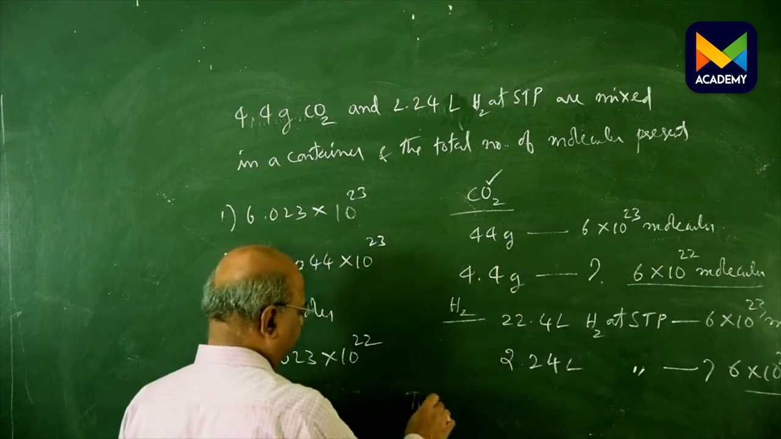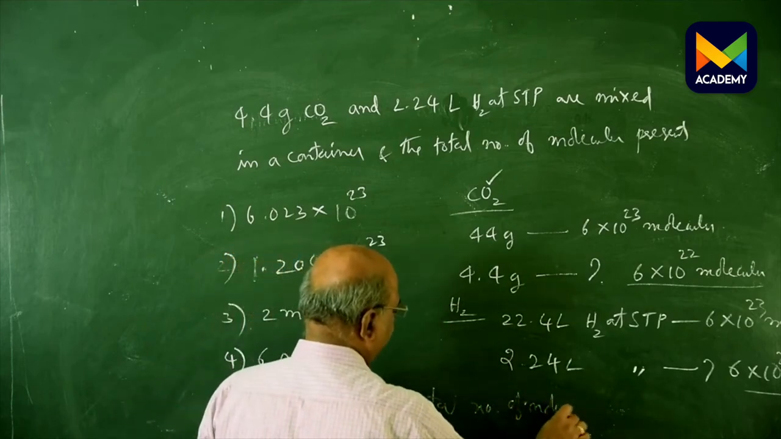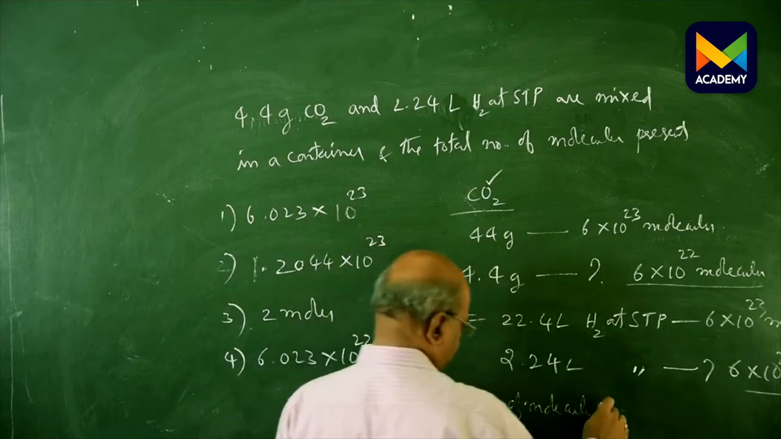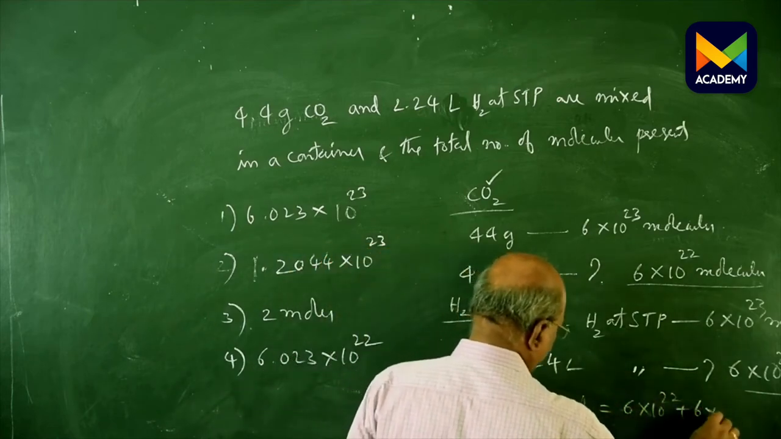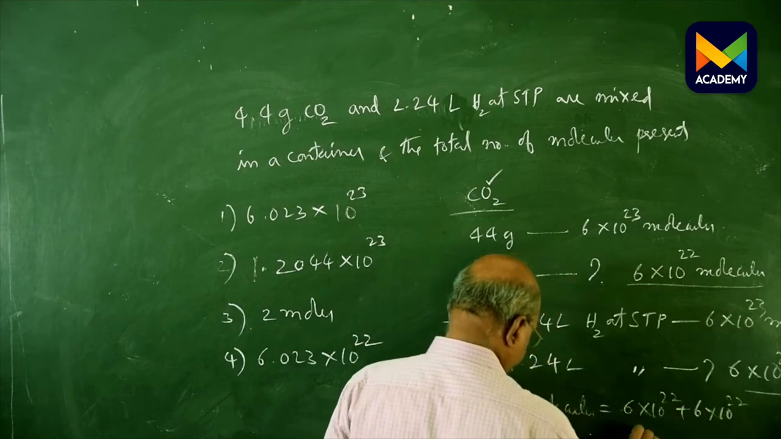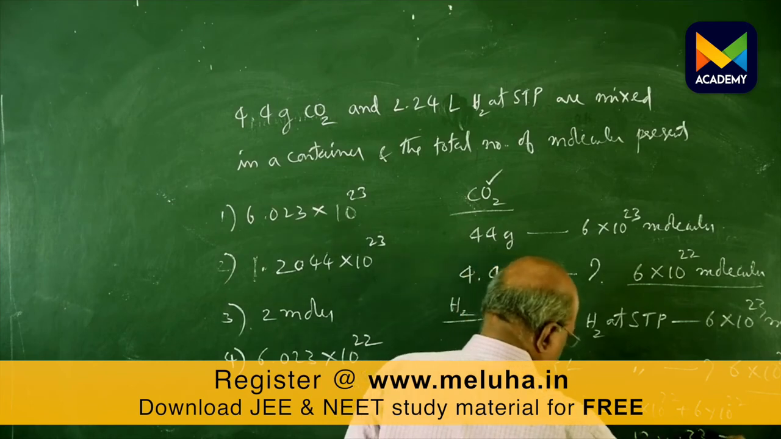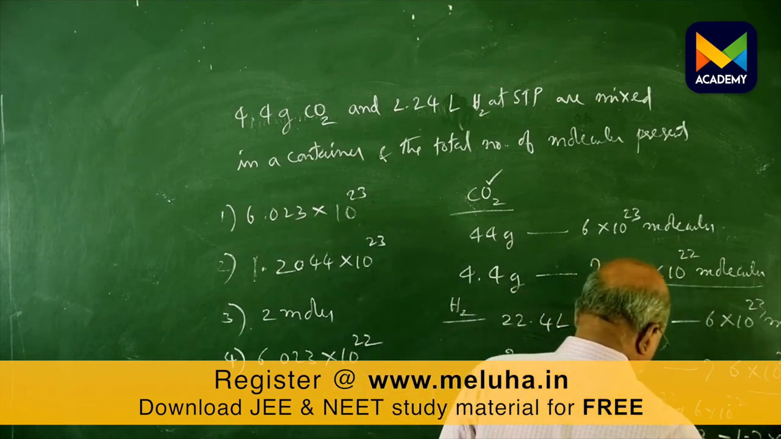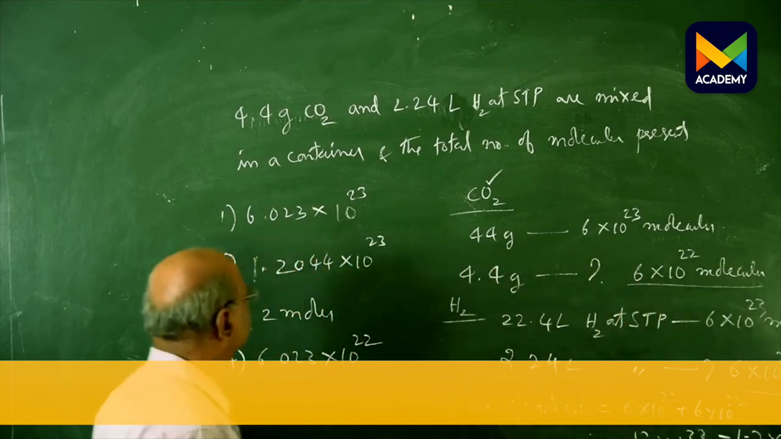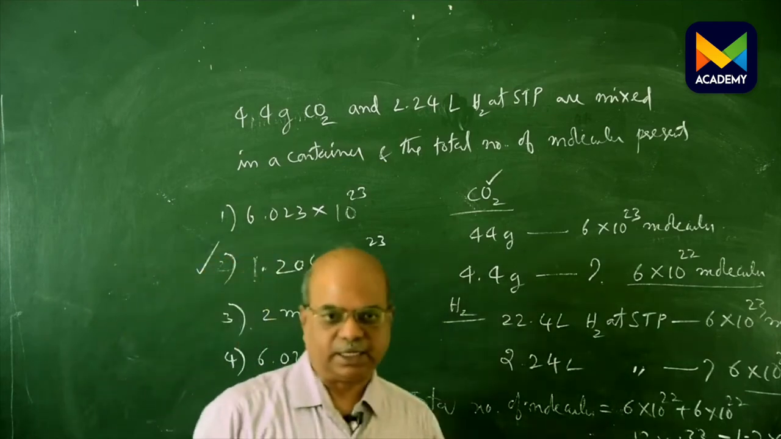So total number of molecules will be the sum of these two. That is equal to 6 into 10 power 22 plus 6 into 10 power 22 comes to 12 into 10 power 22. Or I can write this as 1.2 into 10 power 23 by adjusting the decimal. So 1.2 into 10 power 23, second option becomes the right answer there.